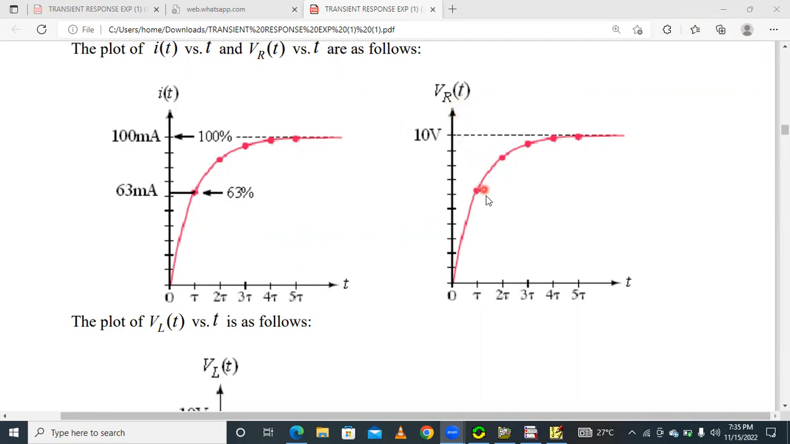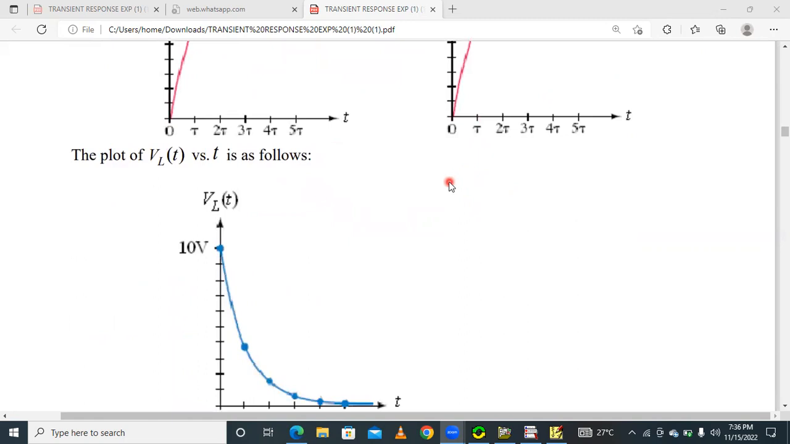VR of t is like this. Voltage across the resistor: during the transient condition, the inductor does not allow sudden changes in current, so the current is also 0. So the voltage drop across the resistor, VR of t equal to R into I of t, is also 0 because the current is 0 in the transient condition. And then in the final condition, the inductor acts as a short circuit, so the current is maximum at t equal to infinity. That's why the voltage drop across the resistor is also maximum.